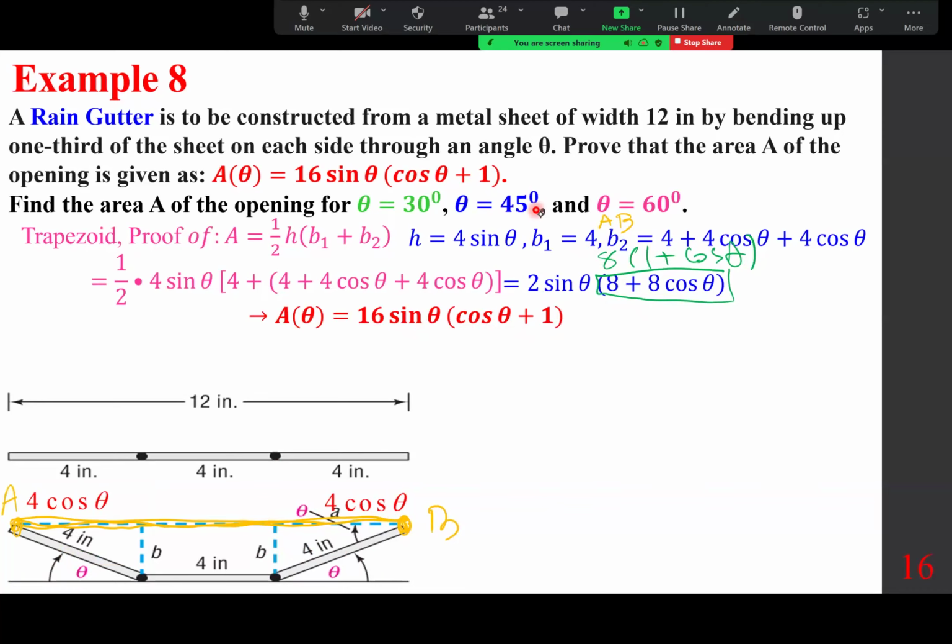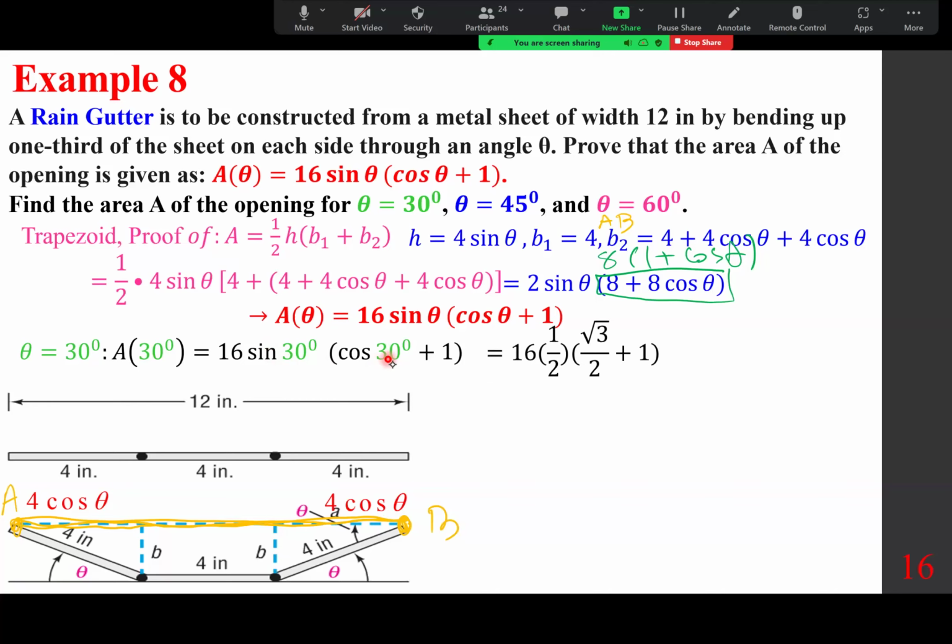Now plug in 30, 45, 60. We're not going to spend too much time on it. Just plug in 30. 16 sine 30 cosine of 30 plus 1. You know sine of 30 is 1/2. Cosine of 30 is square root of 3 over 2. This is 8. Multiply by this one, we get 4 square root of 3. Multiply by this one, we get 8.